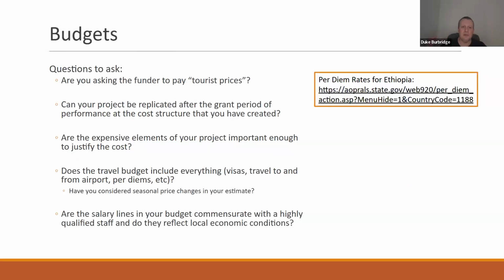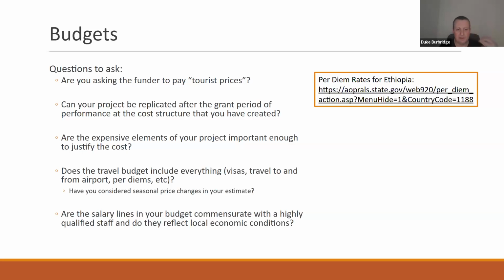So I wanted to talk about budgets. This is just going to be an overview because everybody has their own budget format that you want to use. But these are some questions that you have to ask about your budget. The first one is, are you asking the funder to pay tourist prices? Are you asking them to pay a premium?